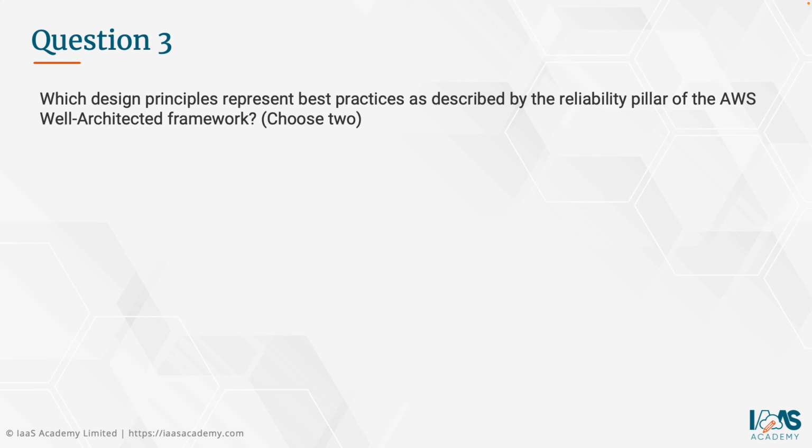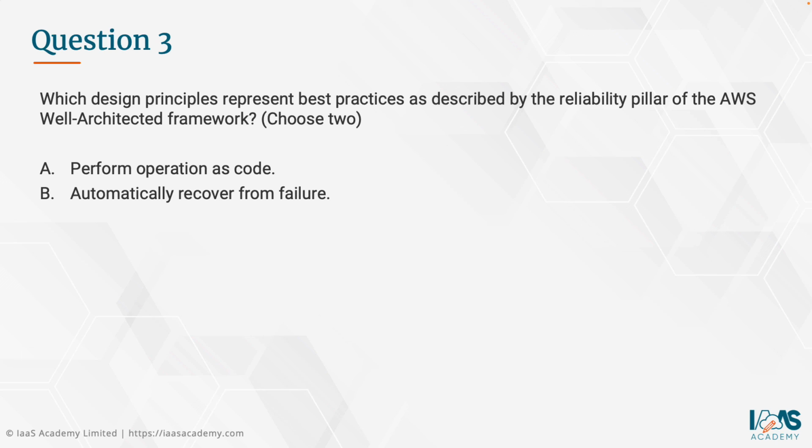Okay, let's move on to question number 3. Which design principle represent best practices as described by the reliability pillar of the AWS Well Architected Framework? Here again, you need to select 2 answer options, and so you'll be given 5 options to select from. The first one is perform operation as code. Now that should be a dead giveaway. Operation as code is part of operational excellence, not part of the reliability pillar.